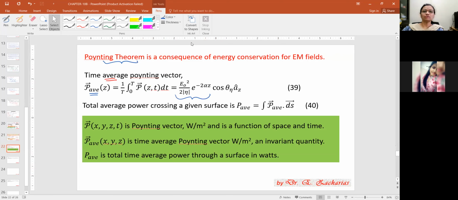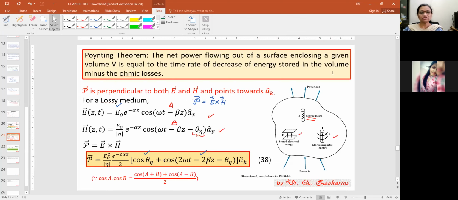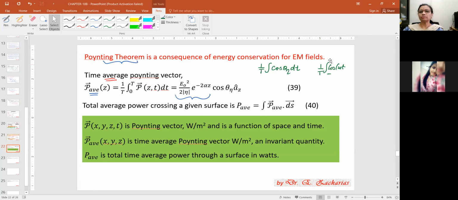One integration is going to be integral cos theta eta dt, and then of course you have a 1 by T. What will be the other one? The other integration will be 1 by T integral cos of 2 omega t minus 2 beta z, then I think you had a plus theta eta, into dt.